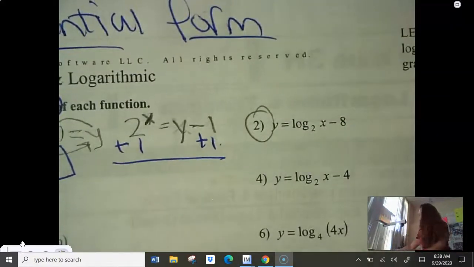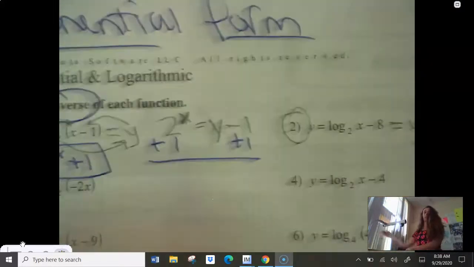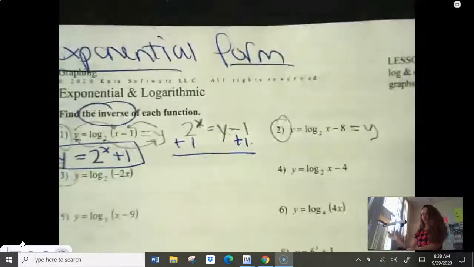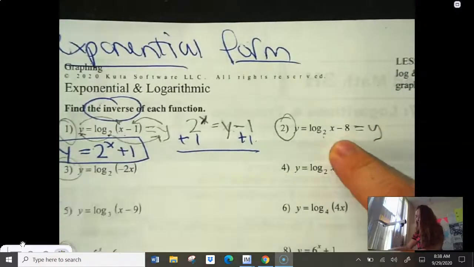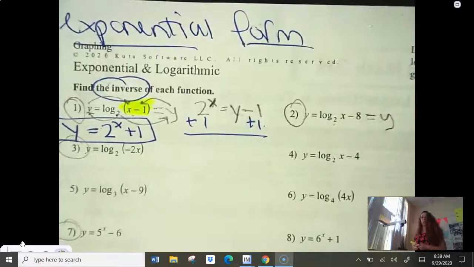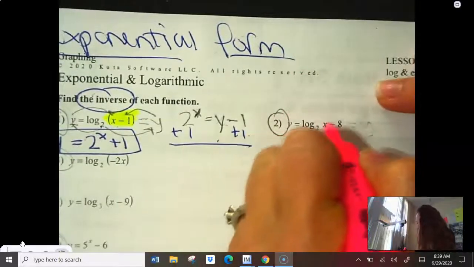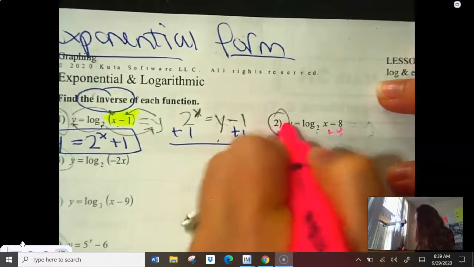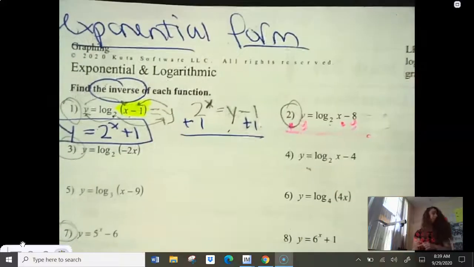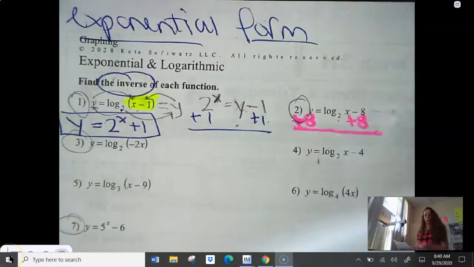Again, for number 2, you might feel safe by putting the y over here. Now, notice the difference between this one and this one. In this one, the x minus 1 is in parentheses, so I could go straight to exponential form. The problem is, in this one, there's a negative 8. So I am not actually ready to go equals y. I'm going to have to go plus 8 plus 8. Of course, I pick a pen that doesn't work. Okay, let me pause it real quick and get a different one. Okay, I got a new pen, you can see.